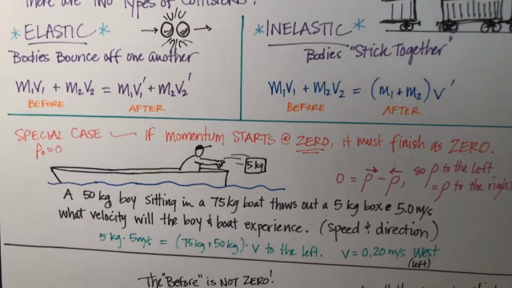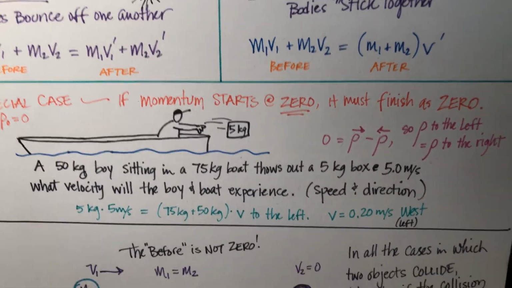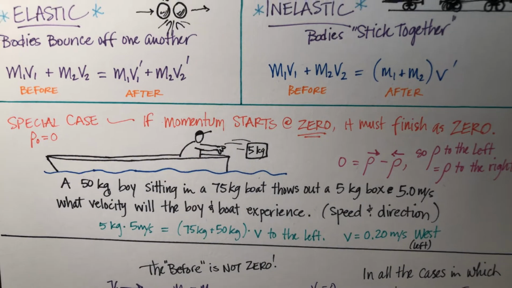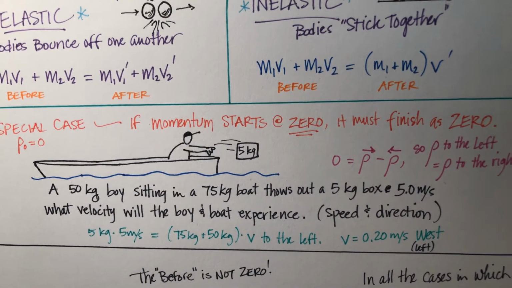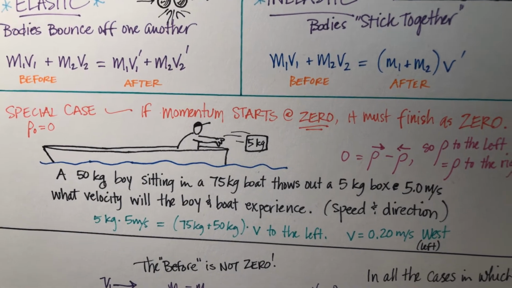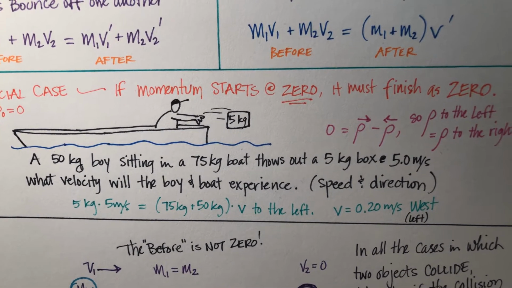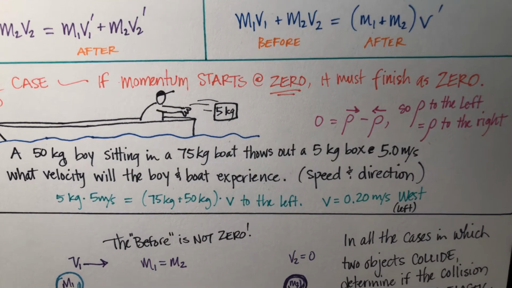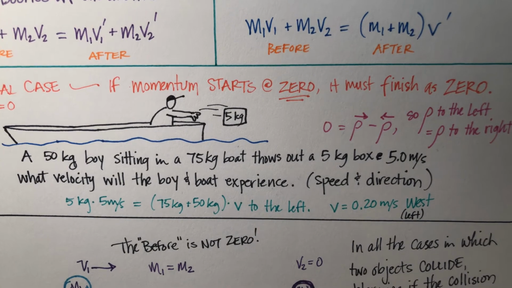Okay, so in the special case where the original momentum is zero, don't forget that whatever the momentum was at the start, it has to be the amount of momentum that you finish with, because momentum is conserved. So if we have the example of a 50 kilogram boy sitting in a 75 kilogram boat, who throws out a 5 kilogram box at 5 meters per second, what's the velocity of the boy and boat?